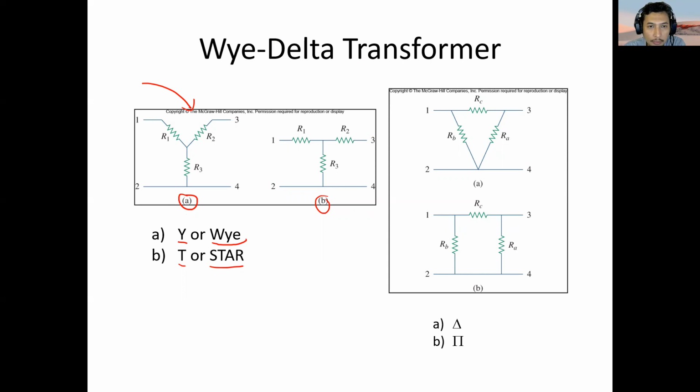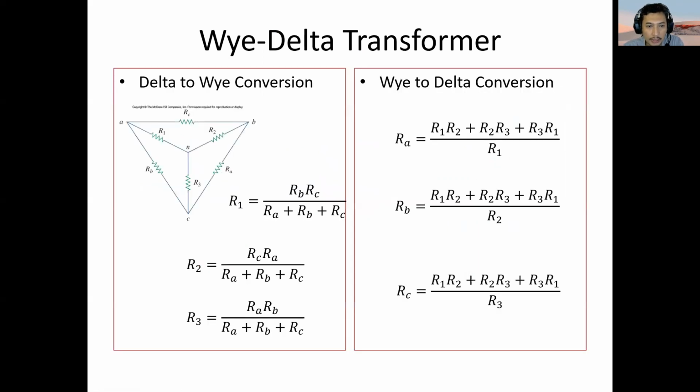This Y and delta connection are interchangeable with each other. Meaning that if you have a Y connection, you can transform it into a delta equivalent circuit. Same thing, if you have a delta connection, you can transform this delta into a Y connection. So what are the equations involved? These are the equations involved.